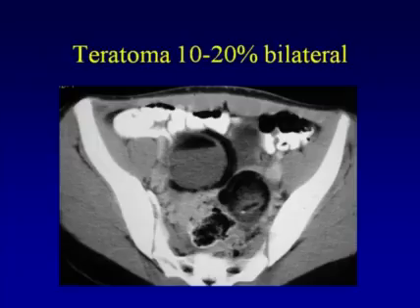And remember that 20% of teratomas can be bilateral, as in this case, where by ultrasound we identified one fatty teratoma, and yet the other one was actually separated, not a continuum of the same mass.